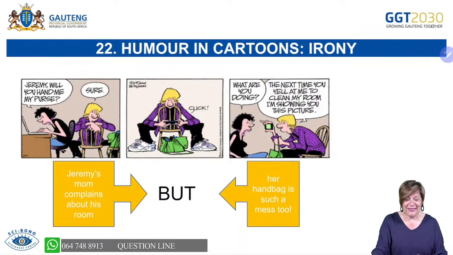Jerry's mom complains about his room. Remember that cartoon we looked at? So this is obviously something that happens often. Jerry's mom complains about his room, but her handbag is such a mess too. And that is why Jeremy is saying to her, you can't complain about my room anymore. Look at your handbag. Can you see that irony? We expect Jeremy to clean his room, but Mom's handbag is such a mess. Right.